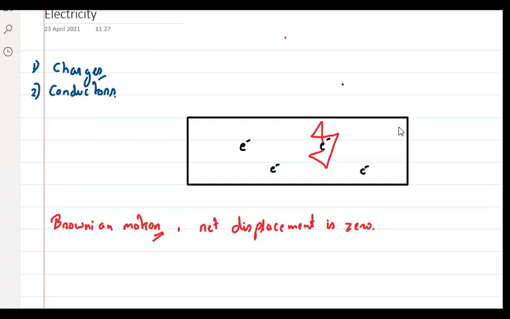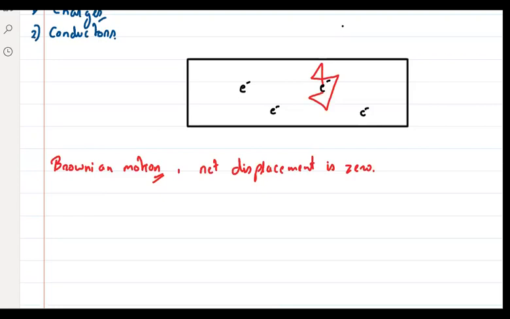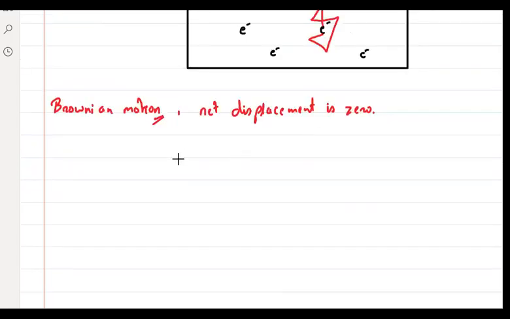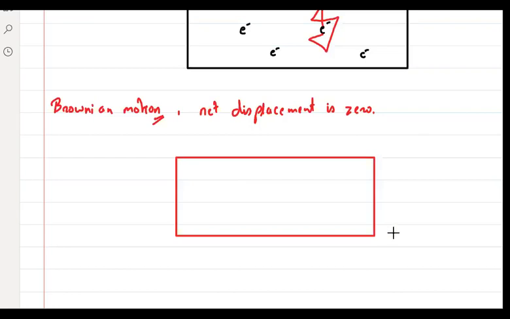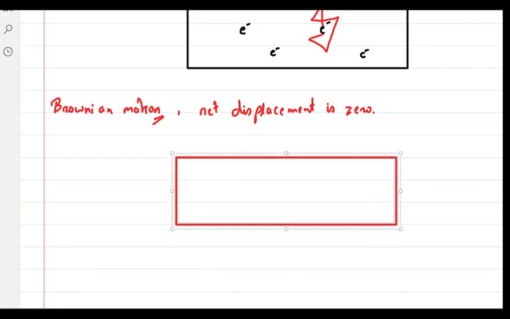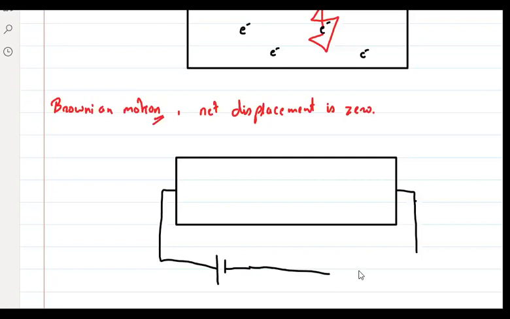Right, this is clear. Now, what will happen if we supply a driving force? So let us see. Let us have a driving force over here. I'm saying that let us have a driving force, which is a battery. So let us connect with a battery. The battery will generate an electric field high enough. So it will be positively charged, and this will be negatively charged, meaning high potential and low potential.